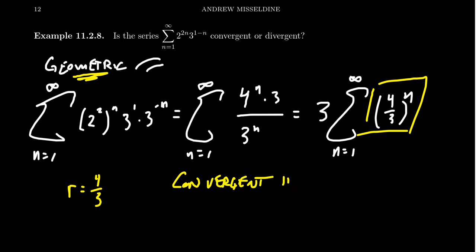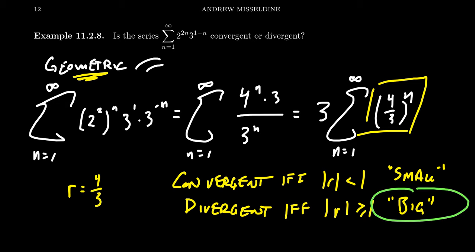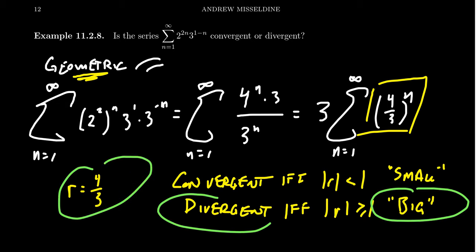A geometric series will be convergent if and only if your common ratio's absolute value is less than 1. We say the ratio is small. Otherwise, the series will be divergent. The geometric series will be divergent if and only if our ratio's absolute value is greater than or equal to 1. That is to say, it's a big ratio. And this is the case that we're in right now. Our ratio here is big because it's 4/3. And therefore, we would conclude that this is a divergent geometric series.